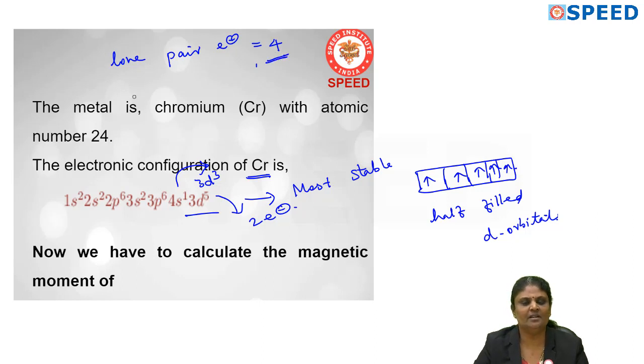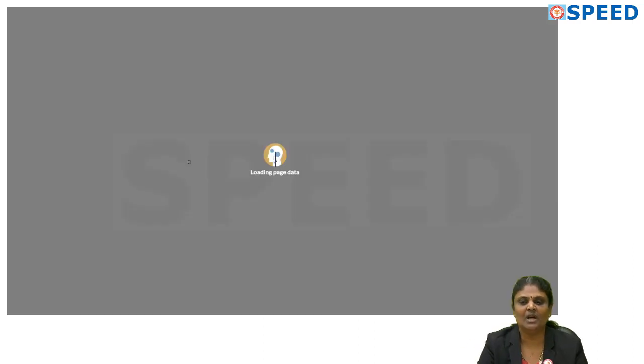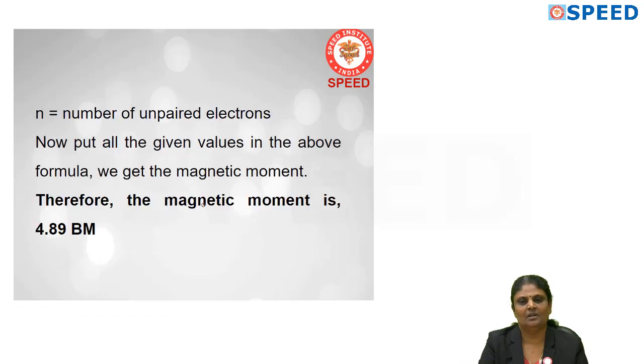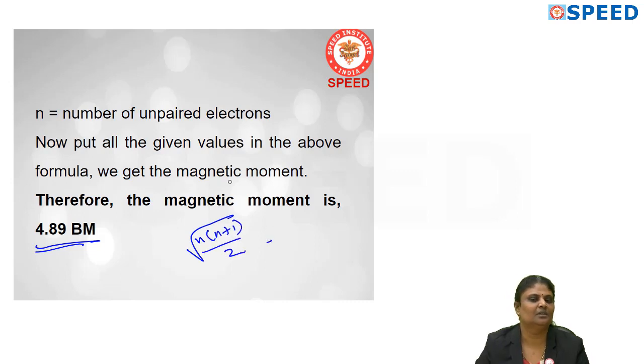So that is why I write that the number of unpaired electrons in the electronic configuration of the chromium 2+ ion is 4. Now you substitute in this formula, root of n into n plus 2, and you get the answer 4.89 Bohr magneton. So the formula is root of n into n plus 2. You substitute 4 into n plus 2.